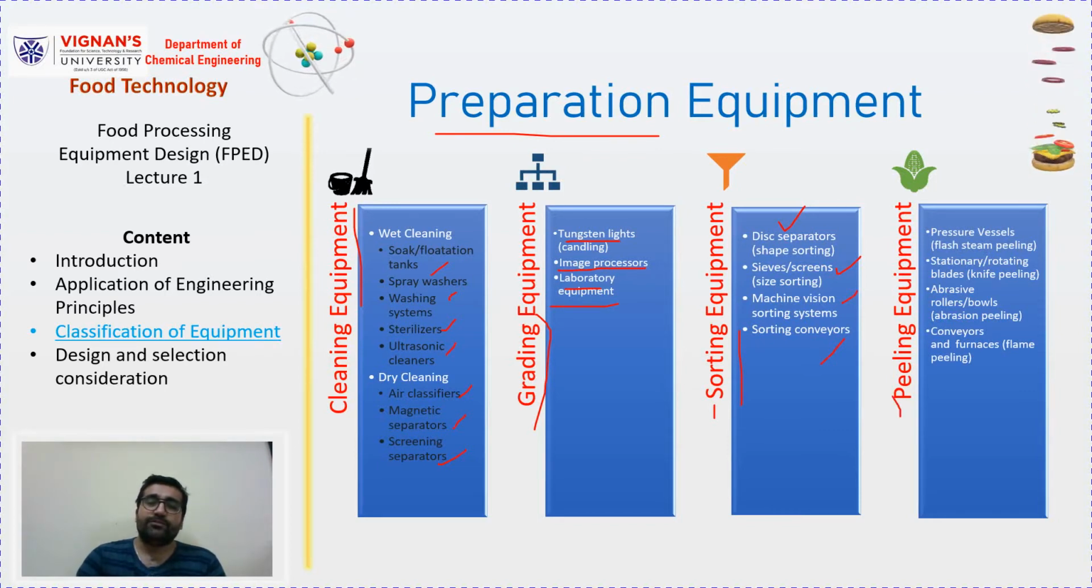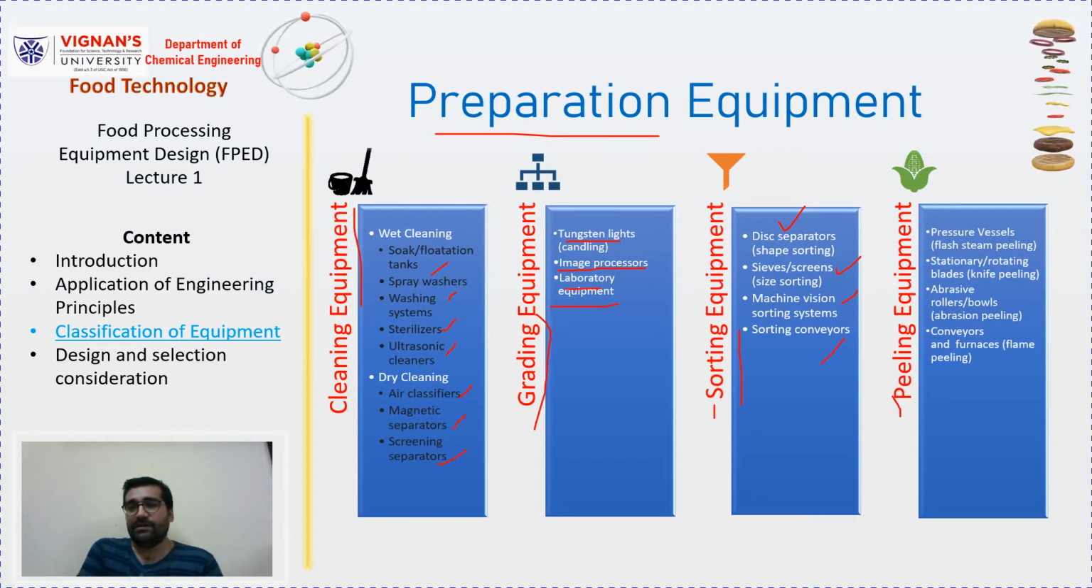Peeling equipments are the equipments in which we do peeling, or remove the outer cover of the product. Peeling equipment is mostly used for fruit and vegetable processing, which is very important for any food processing. For further processes, peeling is the basic operation we have to do. So we use pressure vessel or flash steam peelers, or we use stationary peelers, abrasive peelers, and conveyors. There are many conveyors which are used for peeling also.